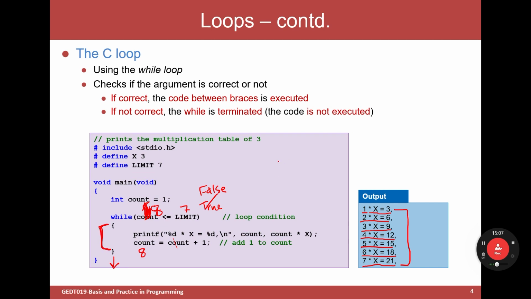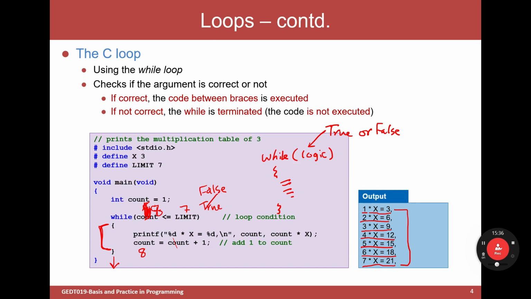So the while will be like this. While, and then we will put here any logic. Logic means something that could be true or false. And then we open and then close, so here will be the code you want. This is how we have the while loop.